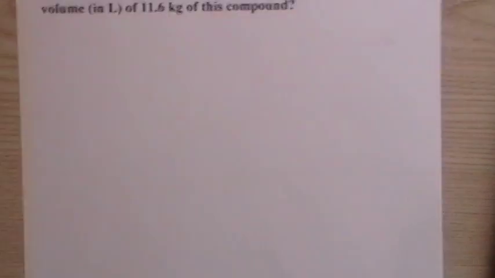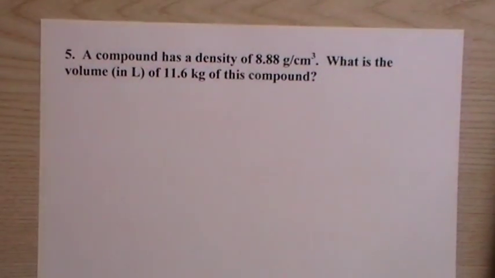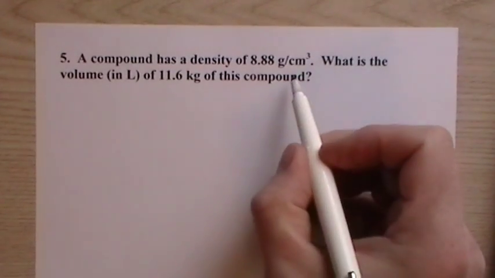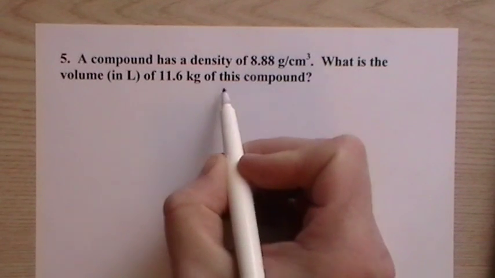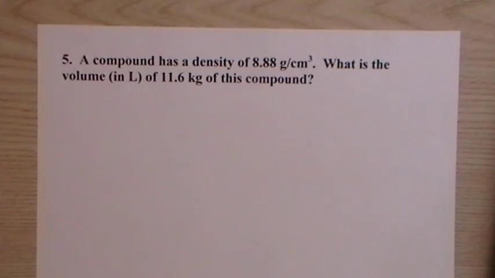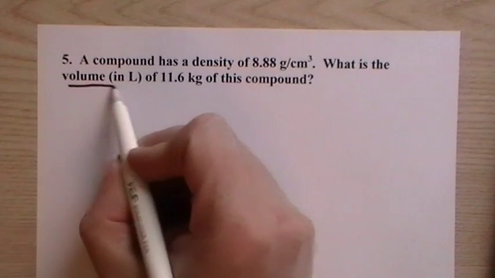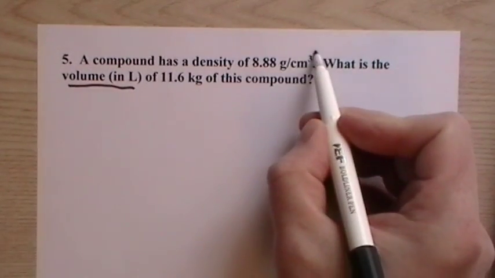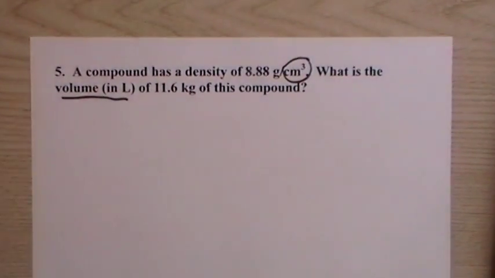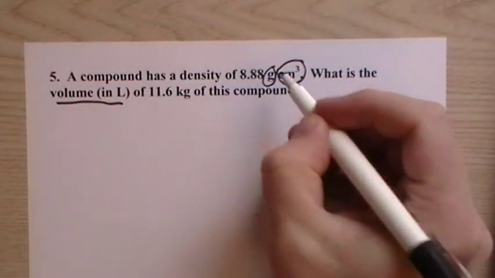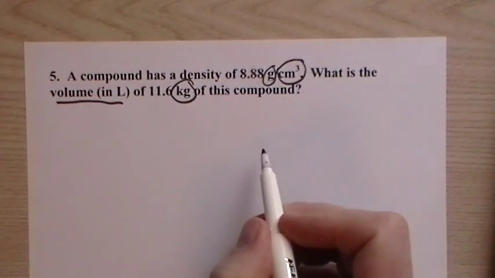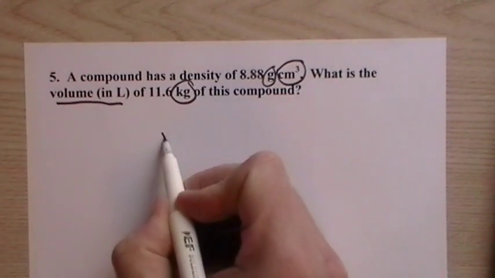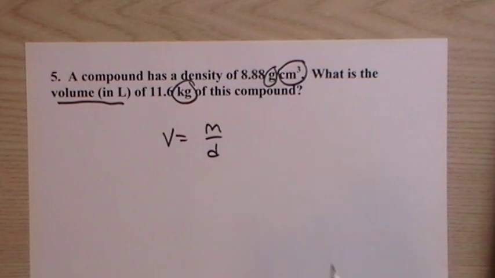All right, and then another problem we can do. A compound has a density of 8.88 grams per cubic centimeter. What is the volume in liters of 11.6 kilograms of this compound? So this problem is set up so that you have to find a volume in liters that's different than this volume. And you have grams here, and you have kilograms. So we got a lot to do. But what we're looking for is volume. So volume is mass over density.